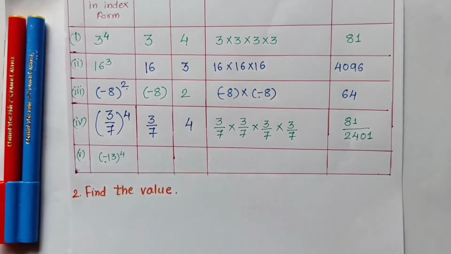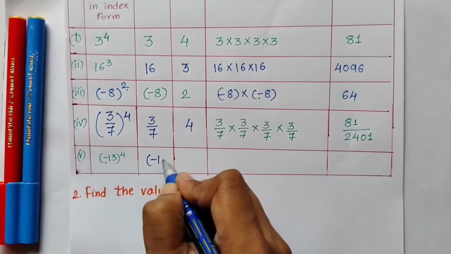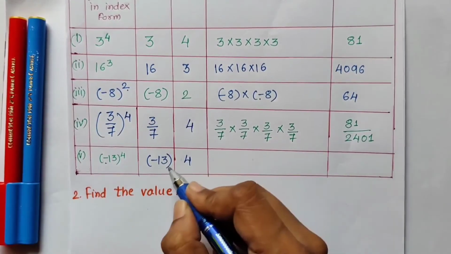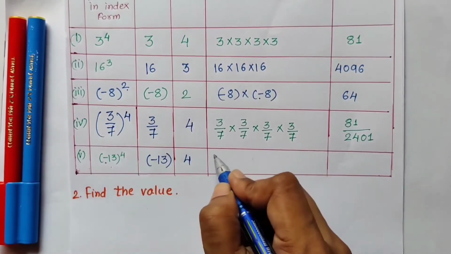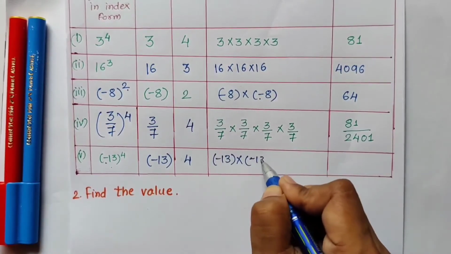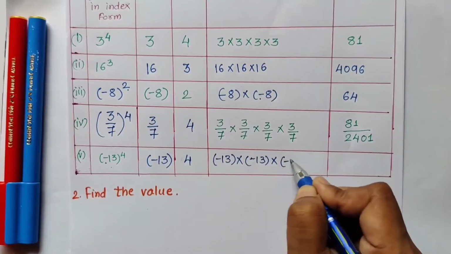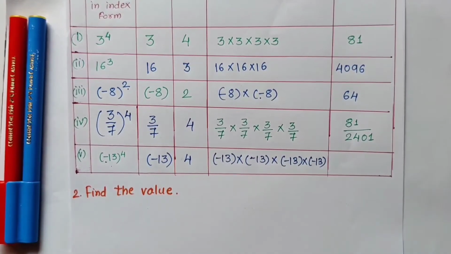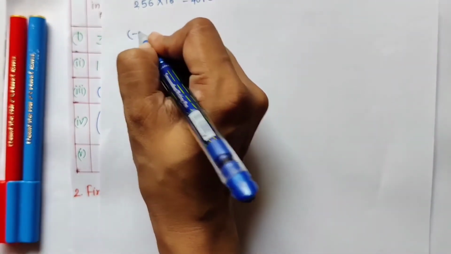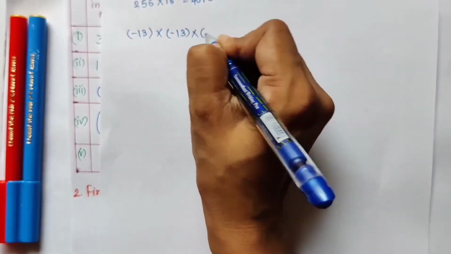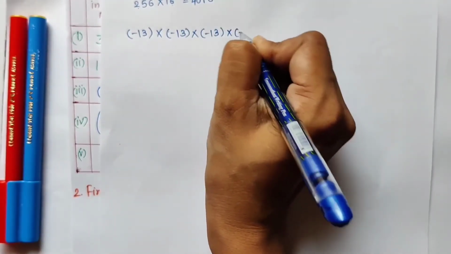Minus 13 raised to 4. That means minus 13 is the base. 4 is the index. And minus 13 raised to 4 means minus 13 is multiplied by itself. How many times? It is multiplied by itself 4 times. Now we have to do this multiplication. So minus 13 into minus 13 into minus 13 into minus 13.